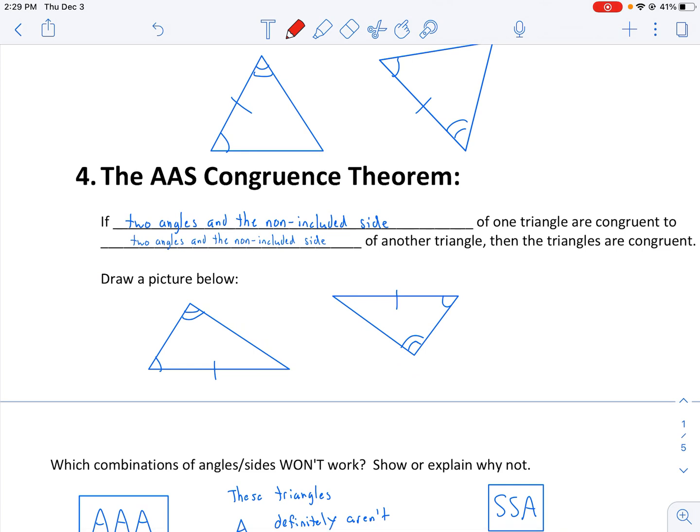And then AAS also works. So you have two angles and then a side not in between those two angles. Okay, so we have this angle is congruent to this angle. This angle is congruent to that angle. And then that side is congruent to that side. So we have angle, angle, side.